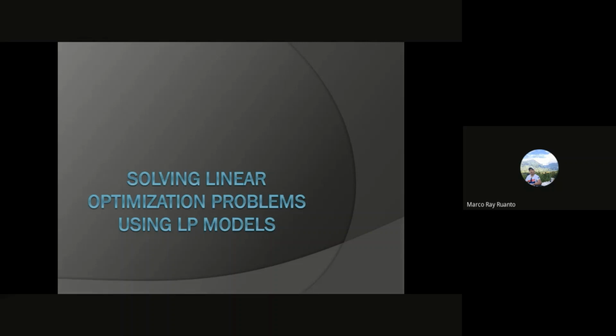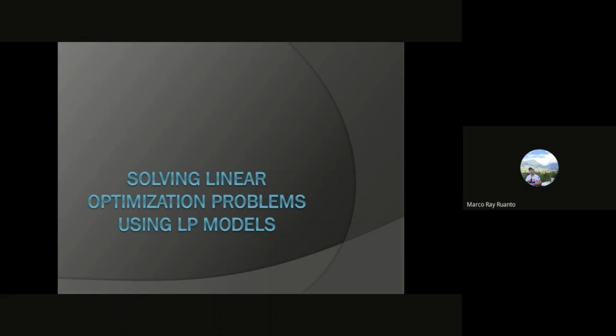By the way, what are these linear programming models? Linear programming models are used for optimization problems. What is optimization? When you say optimization, you try to identify the best solution possible. So usually they are used for planning.